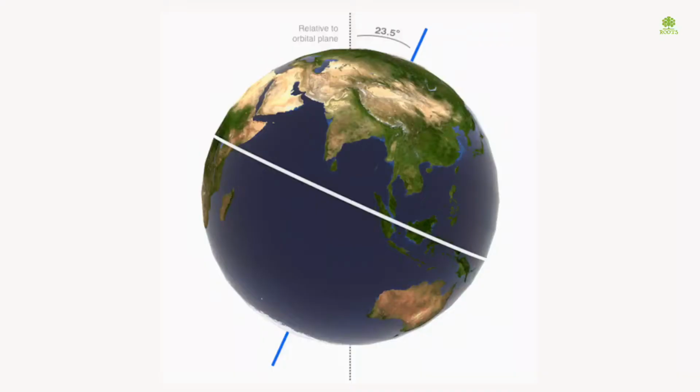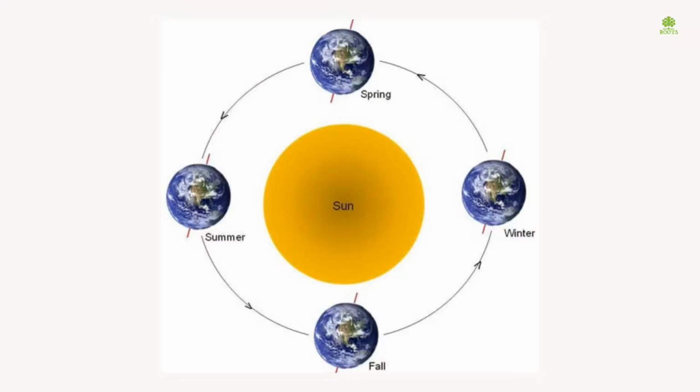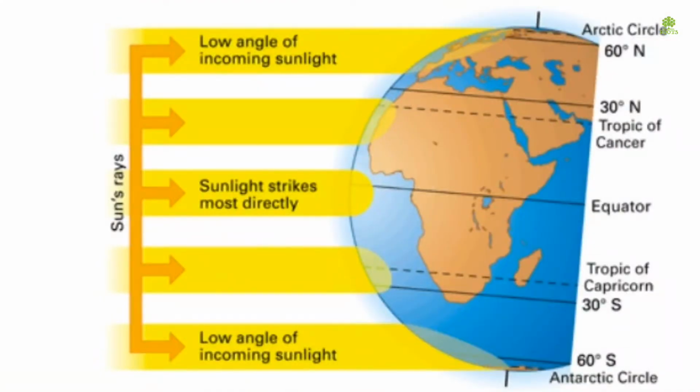Fact number 2. Earth rotates on its axis, and this axis is tilted by 23.5 degrees. This tilt causes seasons like summer, winter, autumn, spring. And due to this tilt, the sun shines on different latitudes at different angles throughout the year. So the intensity of light reaching the earth is different at different locations. And this impacts what you grow and when, especially in case of vegetables and flowers.